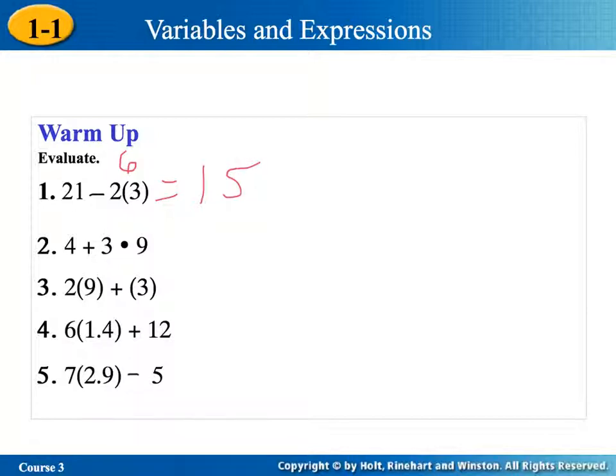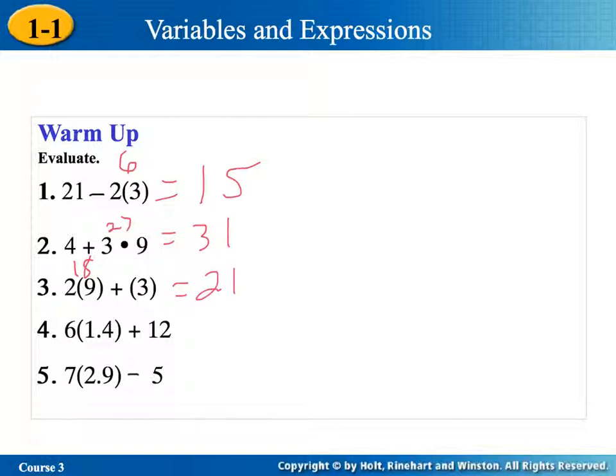Then, again, number 2, order of operations. You have to take multiplication before you add. You can't take 4 plus 3. You have to take 3 times 9 first to get to 27. And then we add 4 plus 27 to get your 31. Next, again, we have multiplication and addition. Multiplication always comes first. 18 plus 3 is going to be 21.